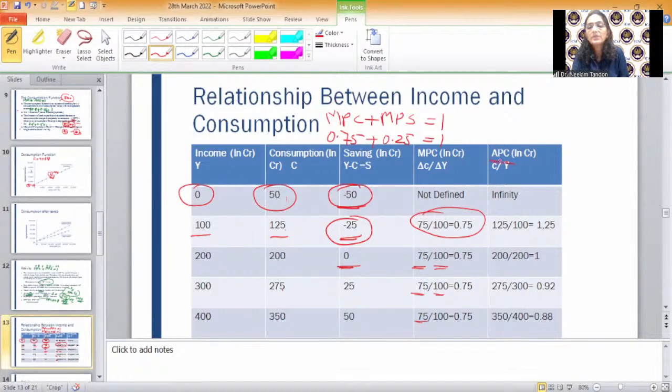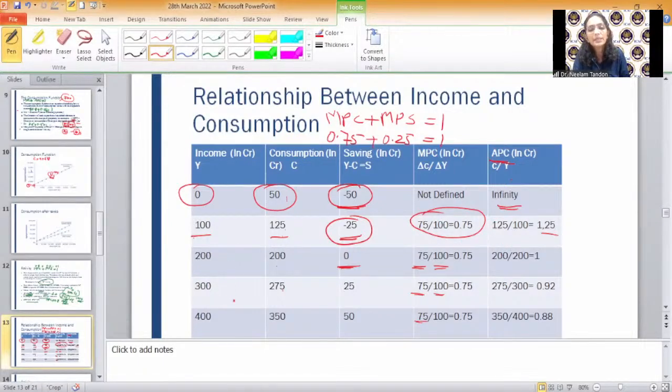APC is what? Average propensity to consume. Average propensity is a simple average you calculate: consumption by income. Consumption initially is 50 by 0. So 50 by 0 will be infinite, so the first is infinite. Second is 125 by 100, that is 1.25. 200 by 200 is 1. 275 by 300 is 0.92. What change do you see in the APC value here?